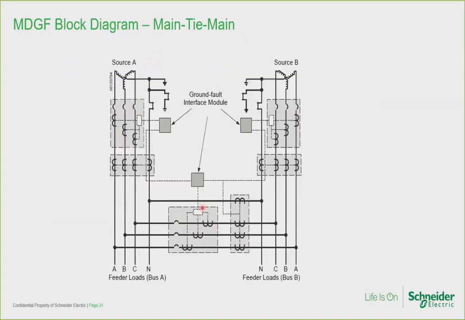Here's a block diagram of the MDGF system for a main-tie-main configuration. Please note the following components. The 3-pole circuit breakers with 3 internal current sensors and the LSIG trip unit. The trip unit is the white rectangular box. The external phase and neutral CTs, there's a set of 4 for each breaker. And a ground fault interface module, which converts the CT secondary inputs to be compatible with the G element of the LSIG trip unit.